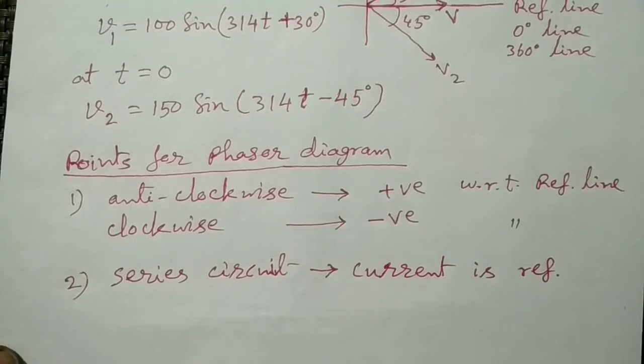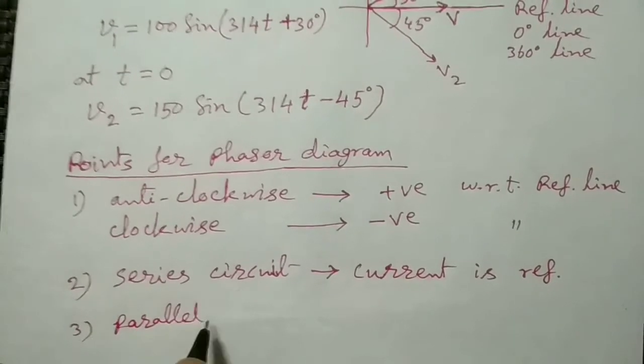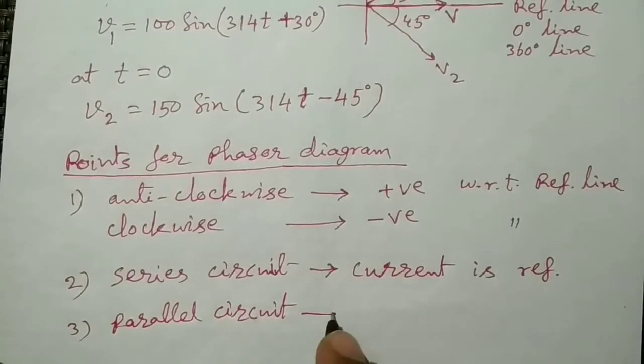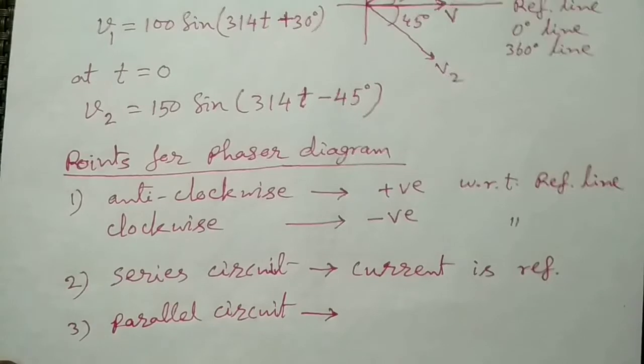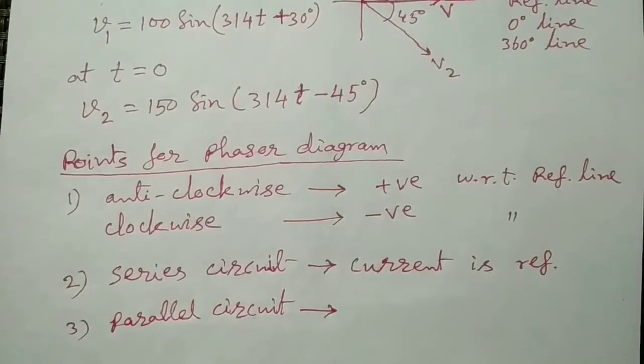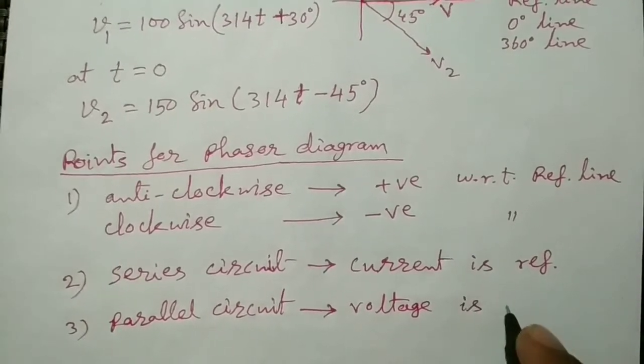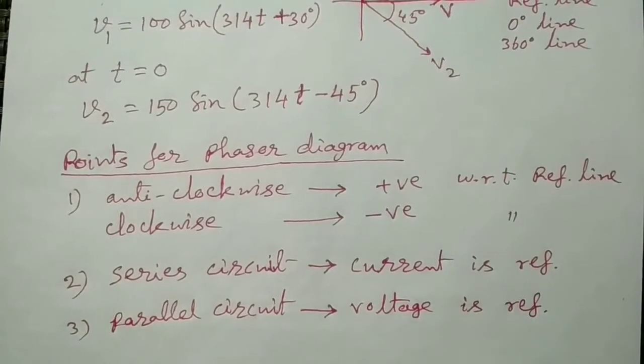So all other parameters of the circuit will be drawn with respect to the current. Similarly, for a parallel circuit, the voltage across each and every element is constant. So for a parallel circuit, the voltage value is taken as reference, and all other currents etc. will be drawn with respect to the voltage.